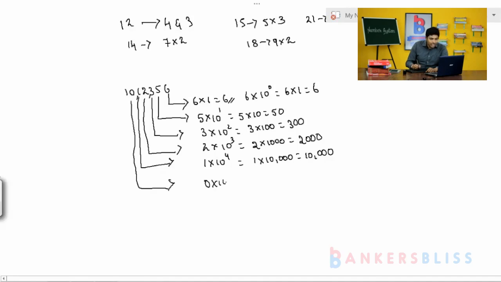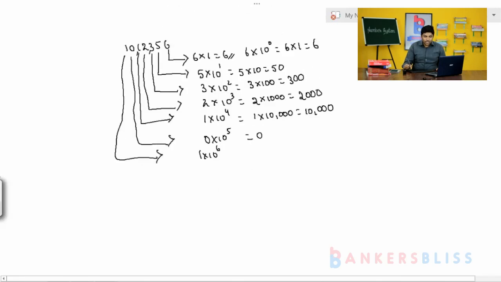0 into 10 power 5, which is equal to 0. Next, what is the place value of 1? The place value of 1 is 1 into 10 power 6. So these are called place values, if they ask you to identify the place value of a number.